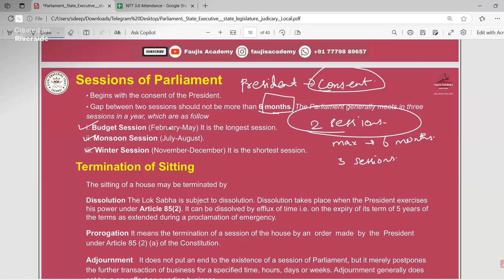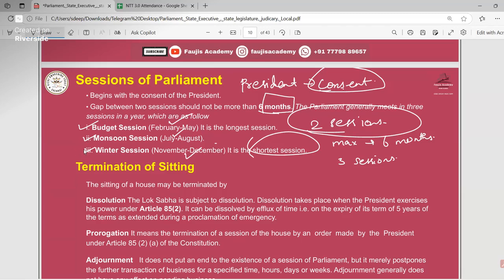So the budget session usually starts in February. The monsoon session starts anywhere around July or August. And the winter session is the shortest session, which goes on from November to December. The session which is going on at present is called the winter session.